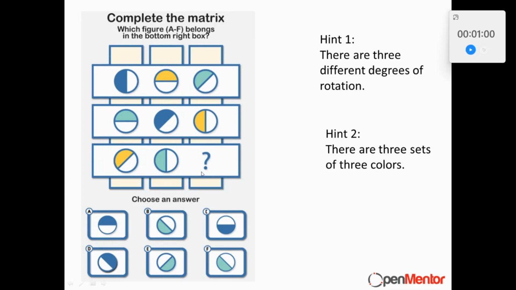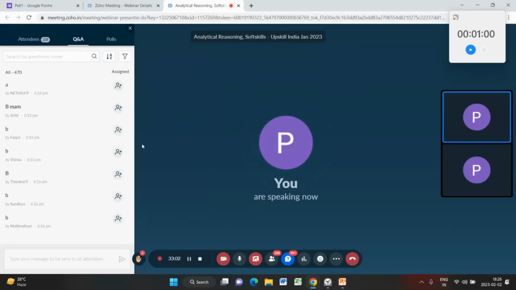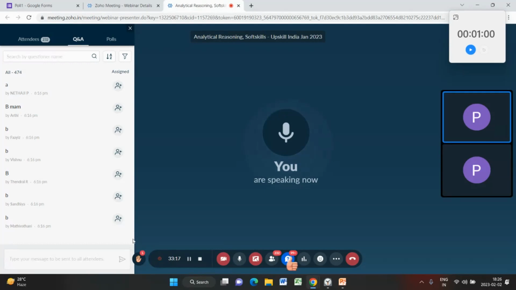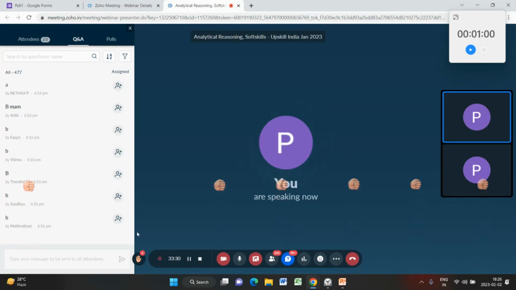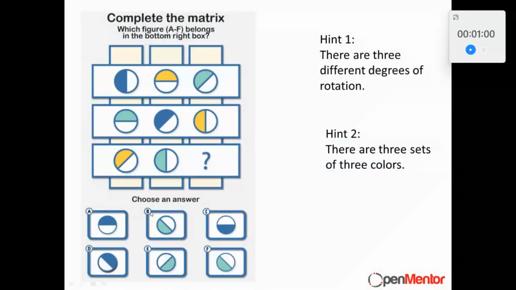Now we have to see what will come here. Can you guess? Can you tell me which one is right? Has somebody answered this? Can you answer? I'm seeing many people are answering. Yes, people are answering. Very good. Excellent. Once you finish, give a thumbs up, please. Very good. Excellent. Super. We will go back here and see what is the answer.